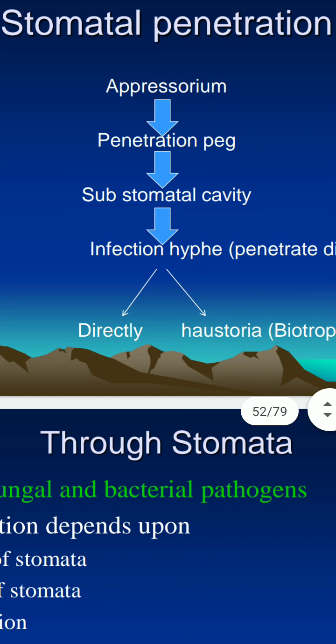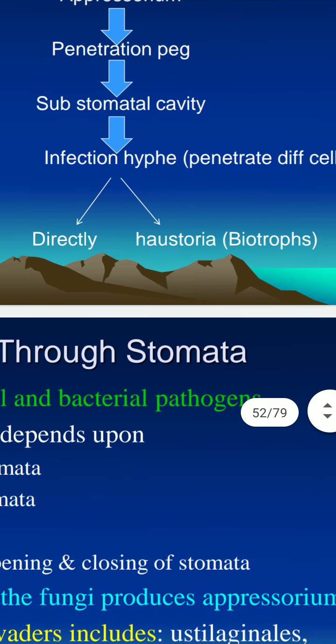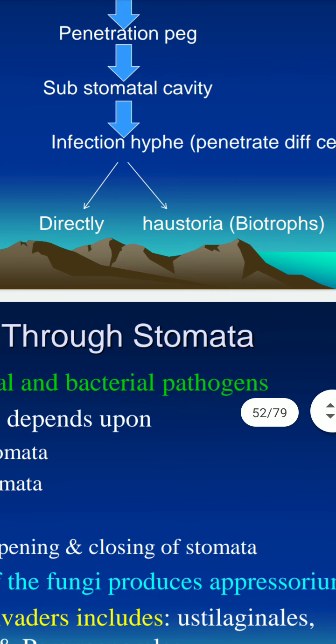This is the flow chart of how stomatal penetration takes place. Formation of appressoria, then formation of a penetration peg in the appressorium, entry of the penetration peg into the stomatal cavity, formation of infection hypha which penetrates different cells directly or through the haustoria.